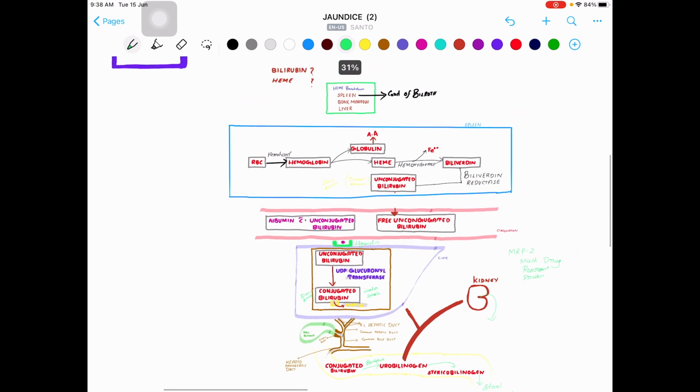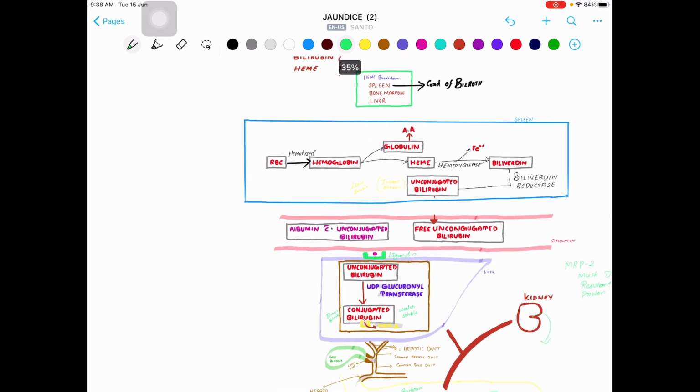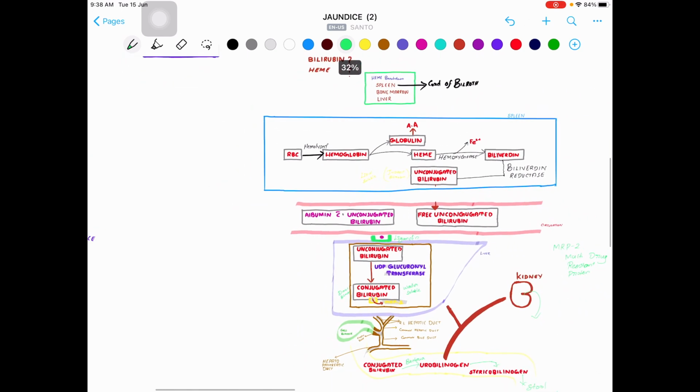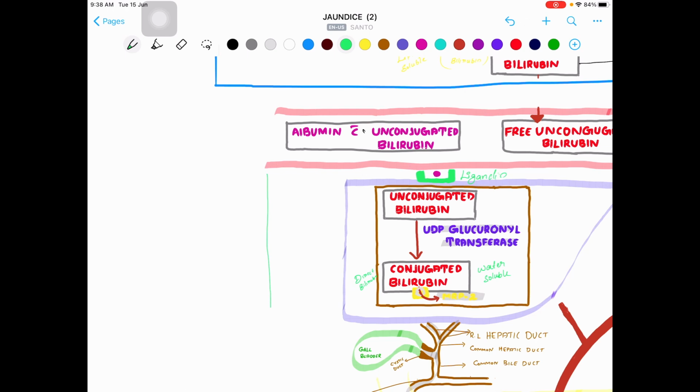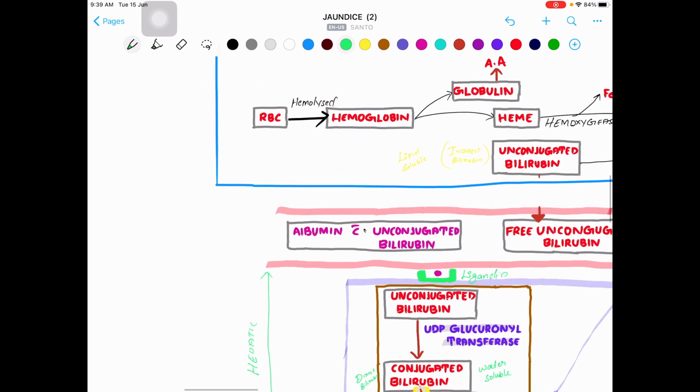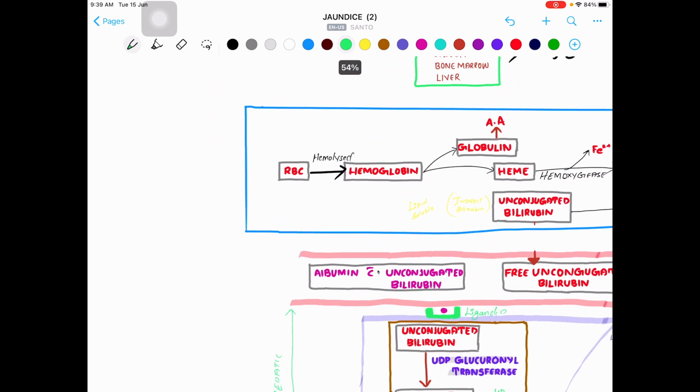Now let's see the types of jaundice. Mainly we have three types of jaundice: prehepatic, hepatic and post-hepatic jaundice. Whatever happens to the bilirubin at the level of liver, we can call it hepatic jaundice. And whatever happens to bilirubin before reaching the liver, it can be called prehepatic jaundice.